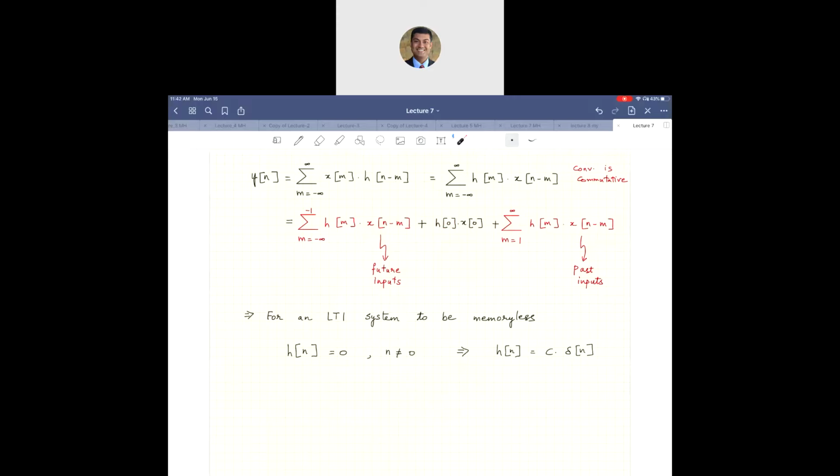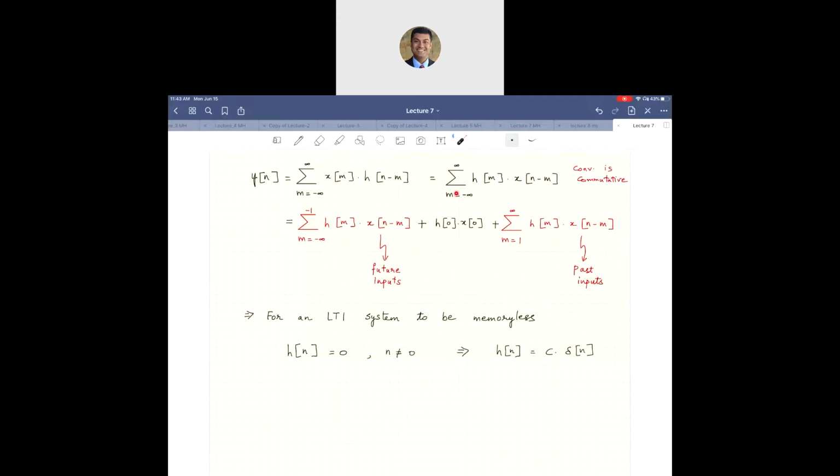So y of n, the output of this system, I don't know whether it is memoryless or with memory right now. I'm claiming that it is memoryless, but I can write y of n in terms of a convolution sum this way. I can say it is summation m equals -infinity to infinity x of m h of n minus m. And I proved that convolution is commutative, so I should be able to write this summation as summation m equals -infinity to infinity h of m x of n minus m, because convolution is commutative.